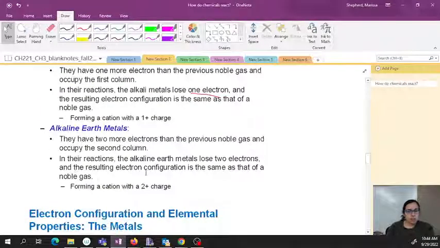So now alkaline earth metals. So we've stated that they have a 2+ charge.